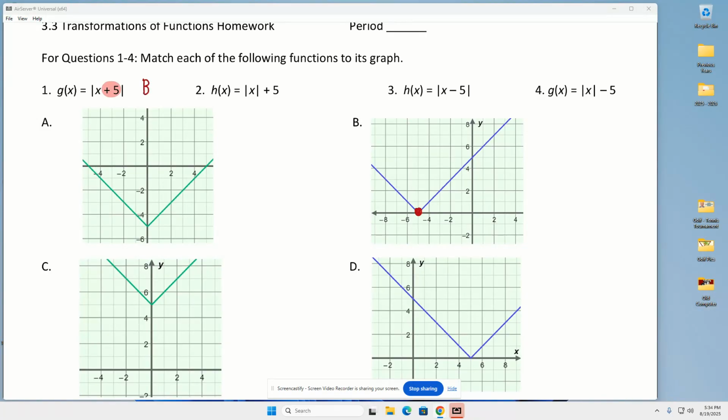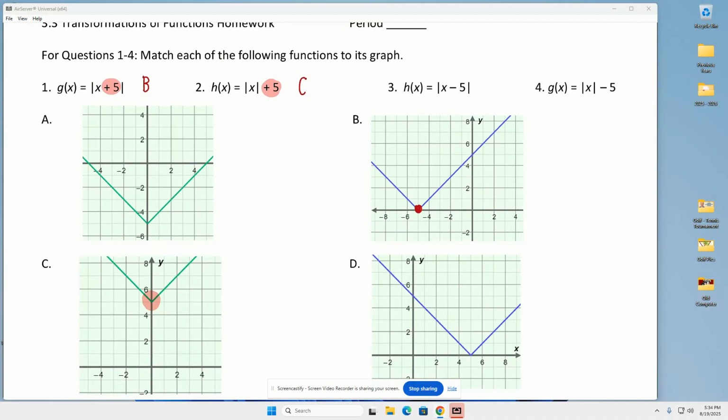Okay, number 2, we got the same thing happening. It's adding 5, so it's a shift. But where is it? Well, it's outside. It's vertical. Well, vertical is what it is. So this thing should have gone up 5. The one that goes up 5 is right here. So this definitely is C.